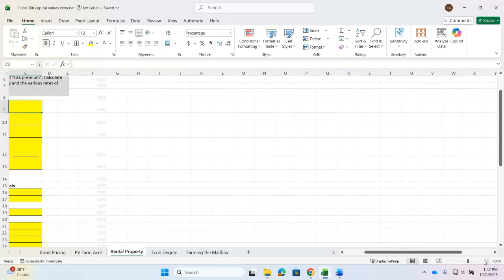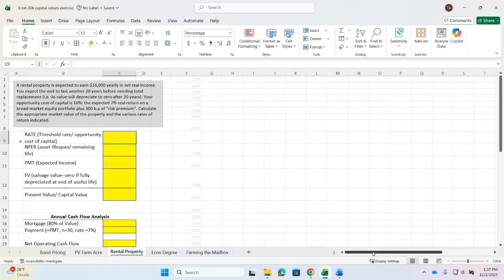Here's another fun one. I have this in my monetary class, but I modified it some. We'll play with kind of a different aspect of valuation here. So I have this, a rental property is expected to earn $16,000 in net income. So after you pay all the overhead and maintenance and management costs, you get $16,000 coming in rents. You expect the unit to last another 20 years before needing total replacement, i.e. its value will depreciate to 0. It probably doesn't actually depreciate to 0, but just to make life simple, we'll say the future value is 0 and the INPER is 20.